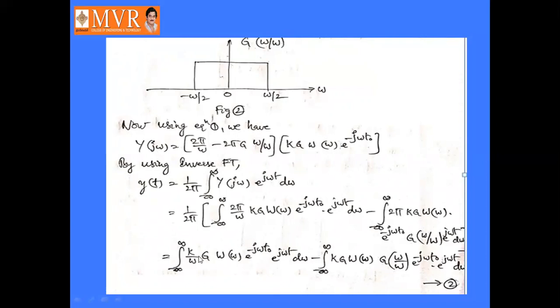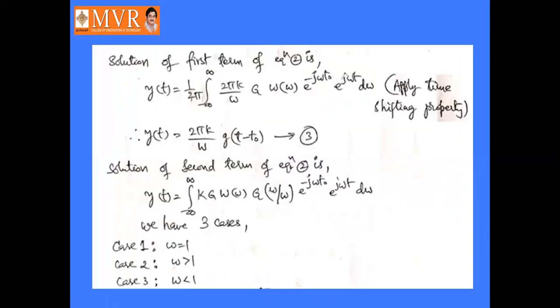So by simplifying this one, it will become integral minus infinity to infinity k by omega into g into w of omega into e power minus j omega t naught into e power j omega t d omega, minus integral minus infinity to infinity kg w of omega into g of omega by w into e power minus j omega t naught into e power j omega t d omega. This is considered as equation number 2.